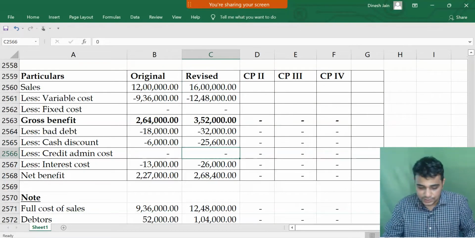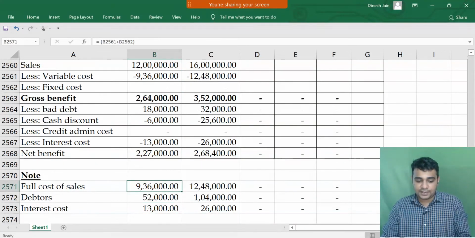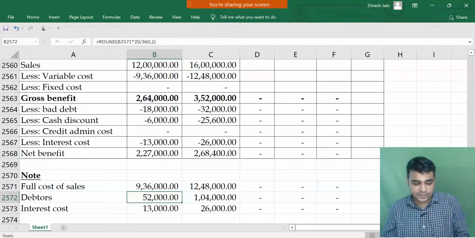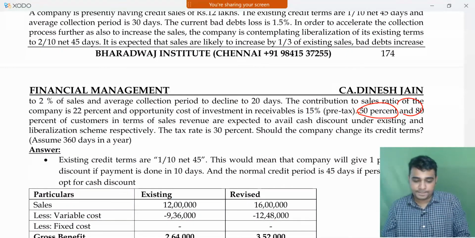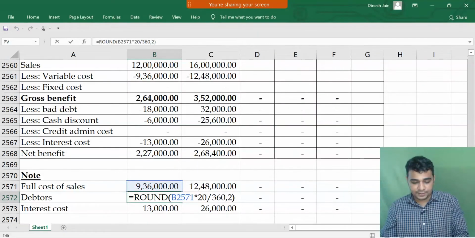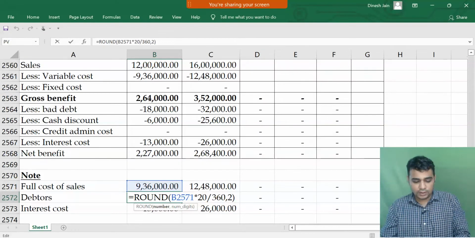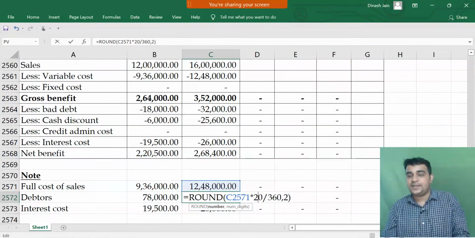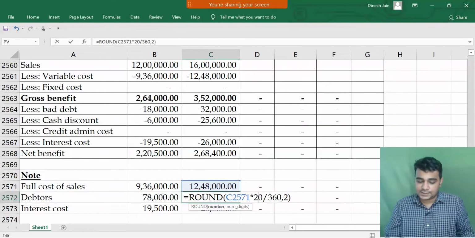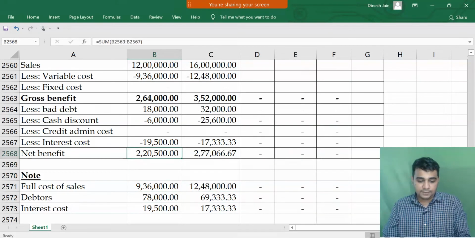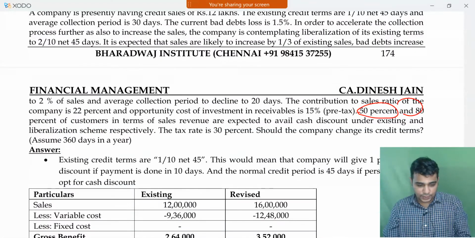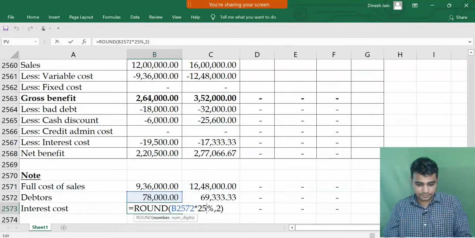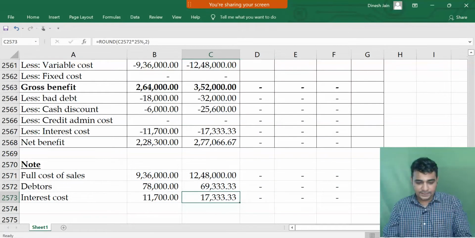No credit administration cost. Coming to the debtors figure, I take the variable cost plus fixed cost. There is no fixed cost in this question. What is the collection period today? It is 30 days. Later on it is becoming 20 days. And the interest cost percentage given in the question is 15%.